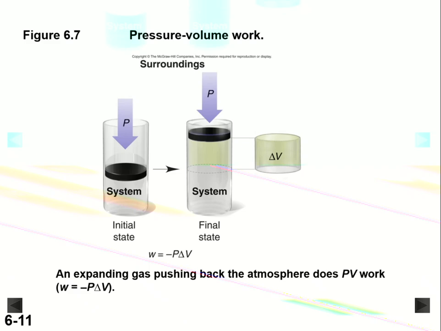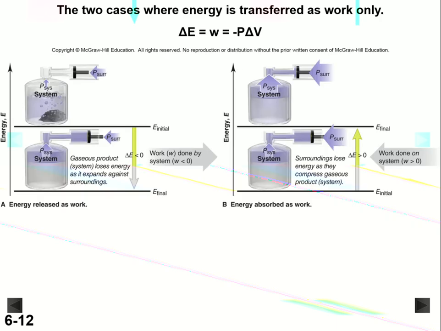What happens here is the system has expanded. When the system expands, it pushes back the atmosphere. Therefore, the system is doing work. And so we write this down as W equals minus P delta V. So work is minus P delta V. In this case, delta V is positive, so the work is negative. And we'll see examples of this.